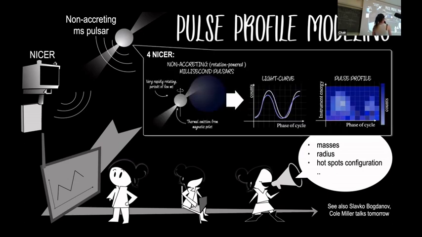NICER focuses particularly on non-accreting neutron stars. And what we get from NICER is actually a type of data which is like this, and which represents the pulse profile, hence the name pulse profile modeling. It has on the y-axis instrument energy or channels. On the x-axis, it has the phase of a cycle in rotation of the neutron star, and the color axis represents the counts. So substantially, if you take one single row in this matrix, this would be a light curve for a very specific instrument energy band.